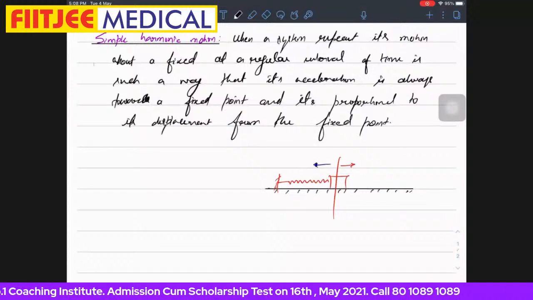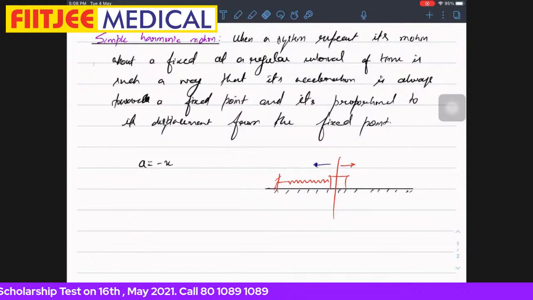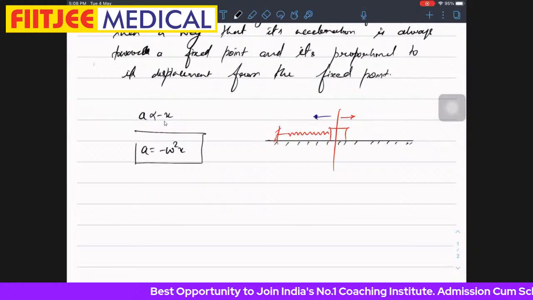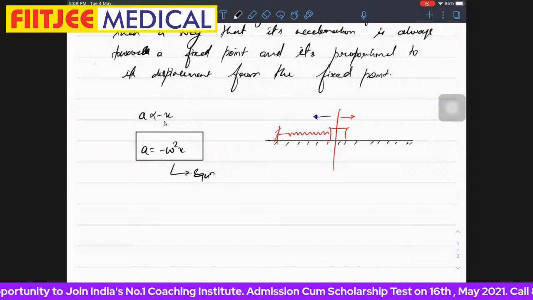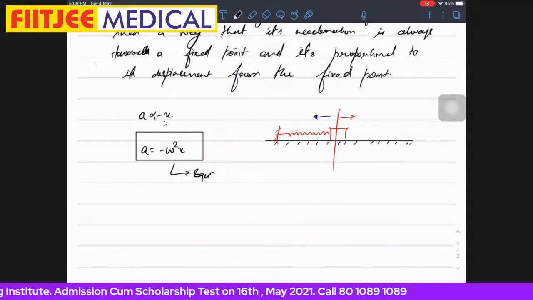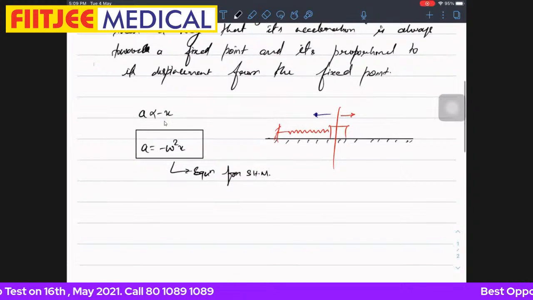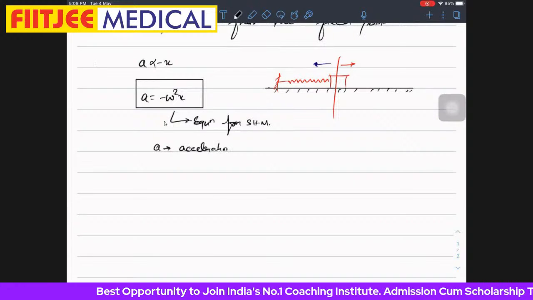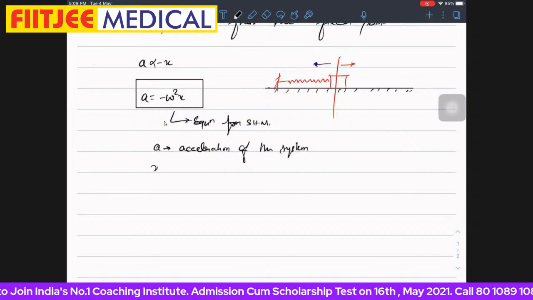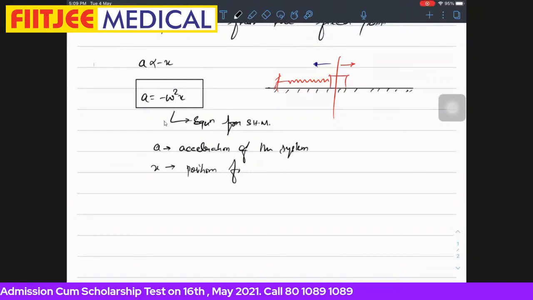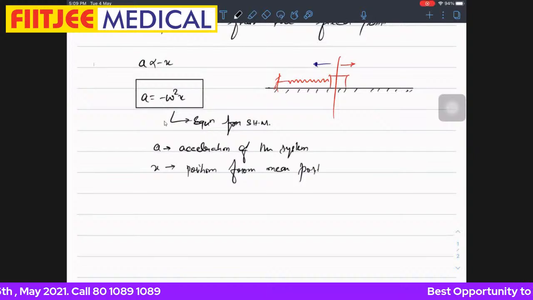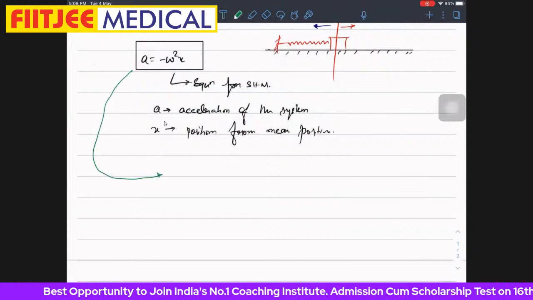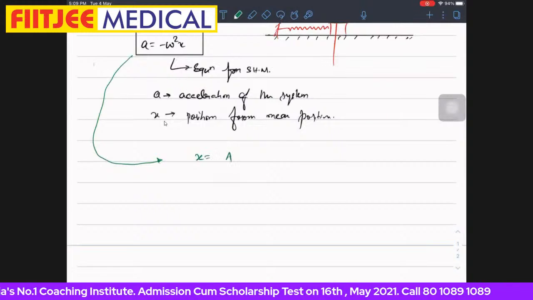So if we combine all these things, we can write one equation. A should be proportional to minus x. So if we remove this sign, A will be equal to minus omega square x. This equation we use to further define the equation for SHM. So here A is what? Acceleration of the system. X is what? Position from mean position.